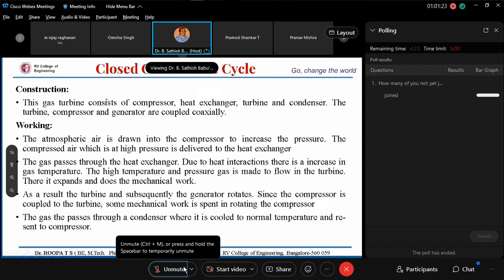So here in the construction, this gas turbine consists of compressor, heat exchanger, turbine and condenser. So the four components will be there, whereas in case of open cycle, we had only three. Okay, so atmospheric air is drawn into the compressor to increase the pressure. The compressed air, which is at high pressure, is delivered to the heat exchanger. The gas passes through the heat exchanger. Due to heat interactions, there is increase in gas temperature.